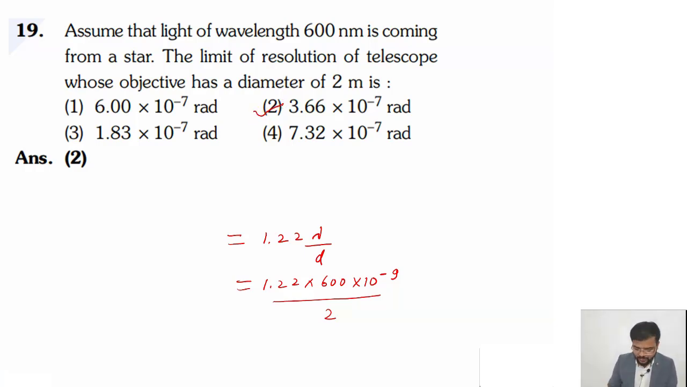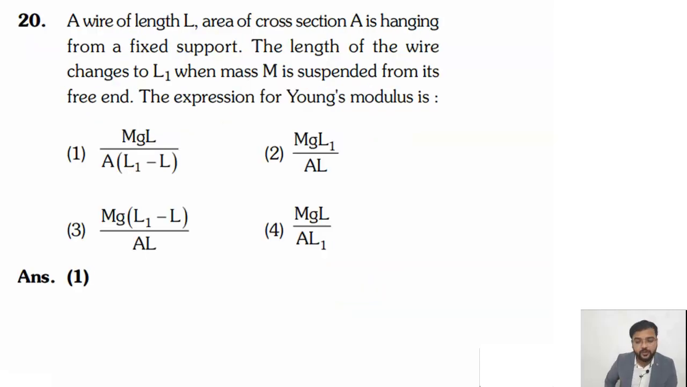Okay, let's see the next question here. In the next question, what is given? A wire of length L, area of cross section A is hanging from a fixed support. The length of the wire changes to L1 when mass M is suspended from its free end. The expression for Young modulus is.